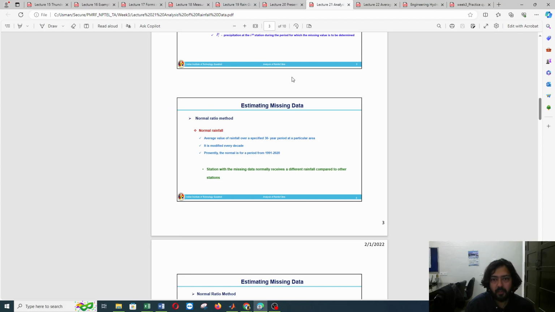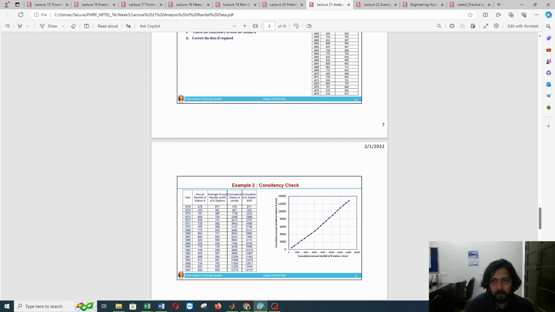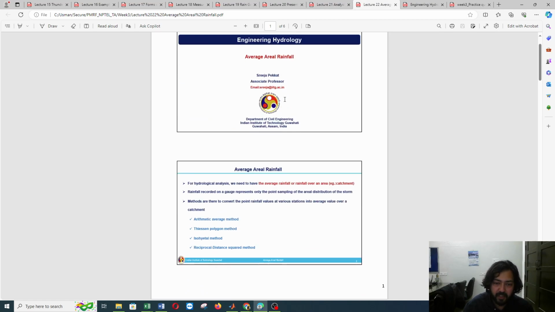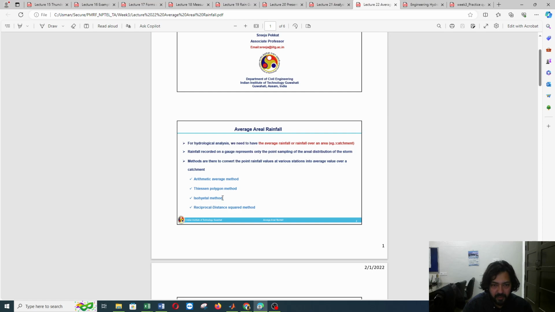Now the next thing to cover in the class is how we can take the average of rainfall. There are 3 different ways we can do that. The first is called arithmetic average, which we know. We are just going to add the data set and divide by the number of observations. The next is the Thiessen polygon method.